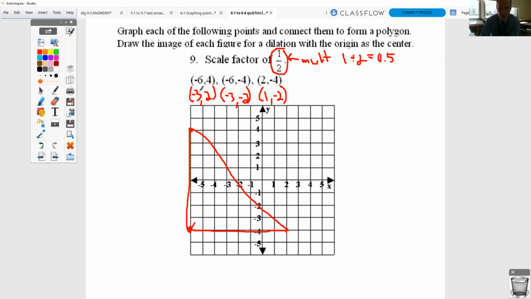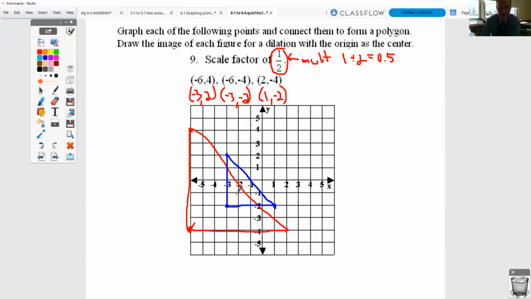Now for my new triangle, my first one is -3, -2. So over to -3, up to +2. -3, -2, over to -3, down to -2. And 1, -2, over to 1, down to -2. Connect the dots. And there is your new triangle.